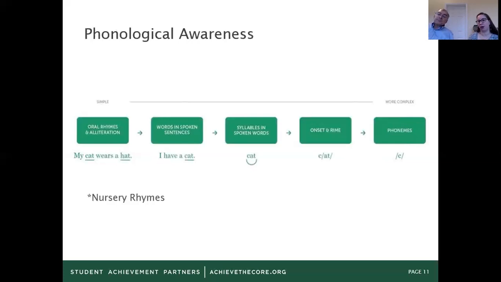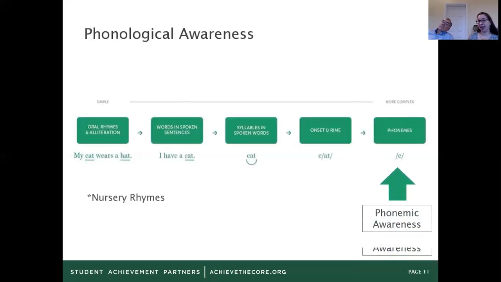Syllables in spoken words, right? Cat is a one syllable word. Kids can clap it. They'll clap one time. Onset and rhyme again. The beginning, the onset of the word cat is k, and the rhyme is at. That's the rest of the word. And then once again, phonemic awareness. What is the first sound that you hear in the word cat? You hear k, and that's phonemic awareness. That's the connection that we'll spend more time on today and move into when we get to phonics.